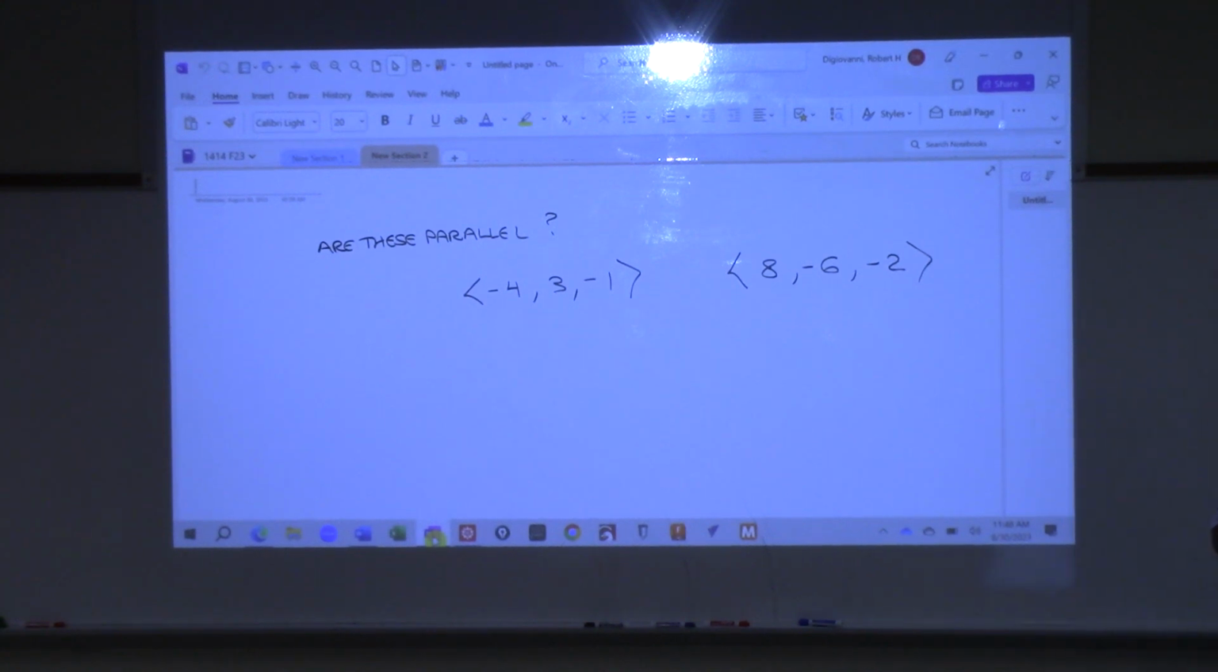Do you have an answer? I have a question. Yes. What does scalar mean for scalar multiples? Scalar multiple means that there's some number that you can multiply one of the vectors by to get the other vector.